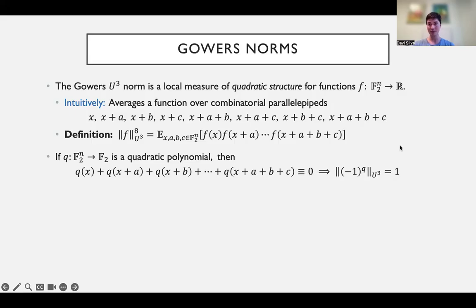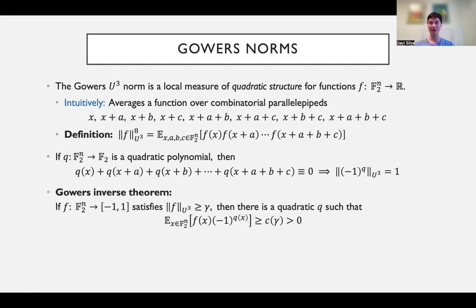given that the function is plus or minus 1, so it's bounded by 1 in absolute value. So it gives a measure of whether or not you are close to being a quadratic structure. And actually, the Gowers inverse theorem makes it precise.